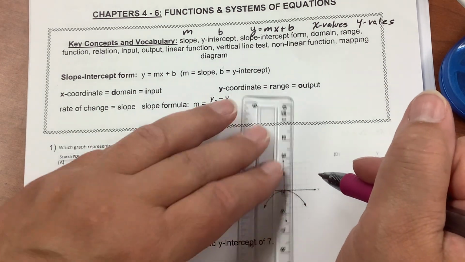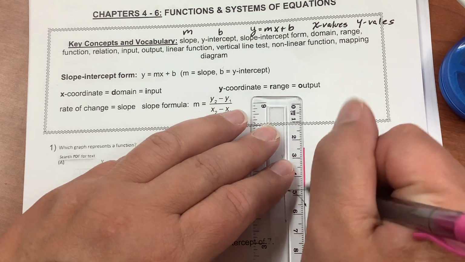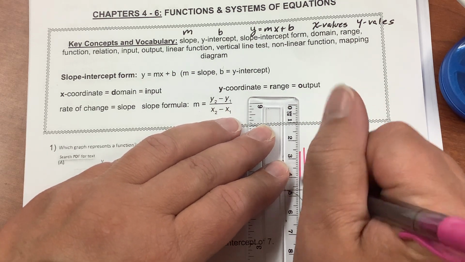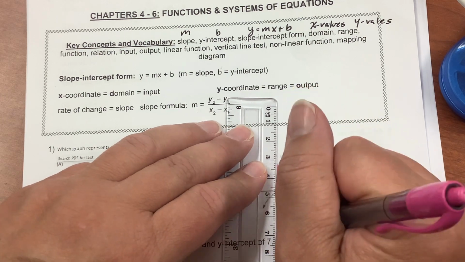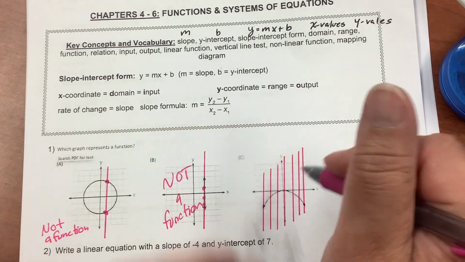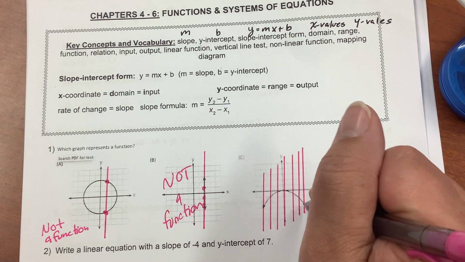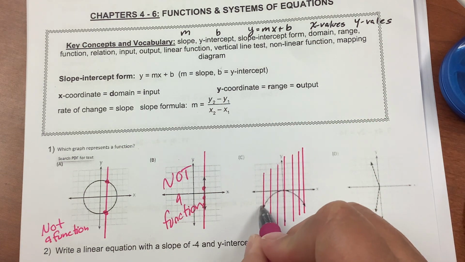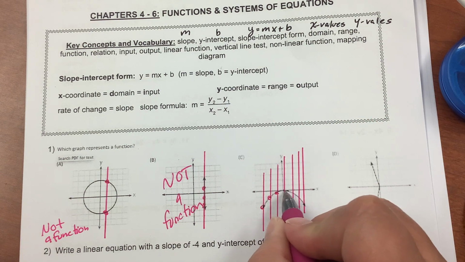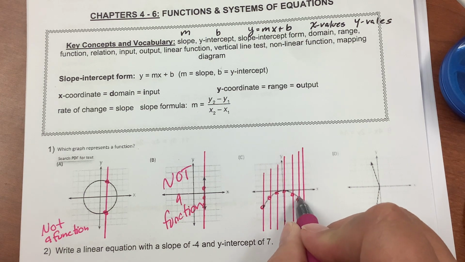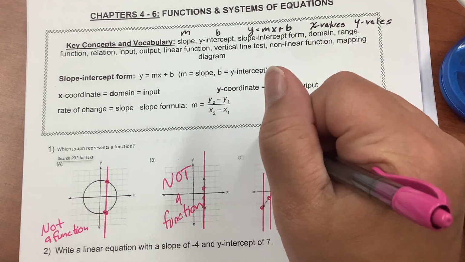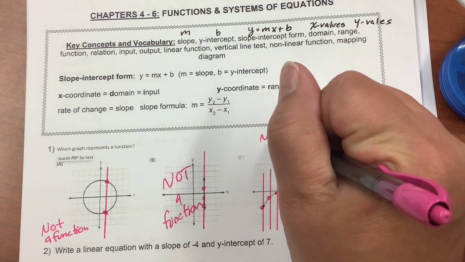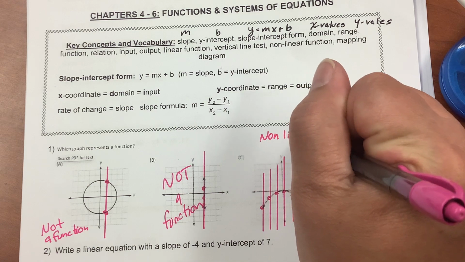For this one, I could trace every single vertical line and it would only ever touch the graph once. Look at that, all those vertical lines. And every single one of them only touches the graph one time. So this is definitely a function. Even though it's not a line, it doesn't have to be. This is a non-linear function.